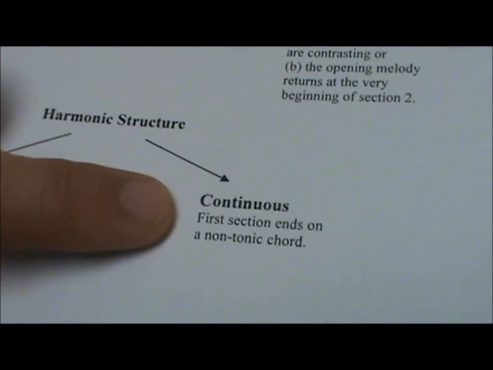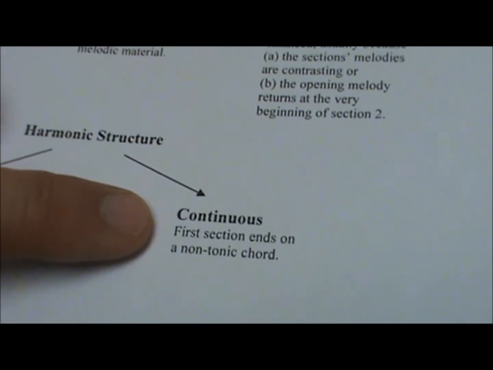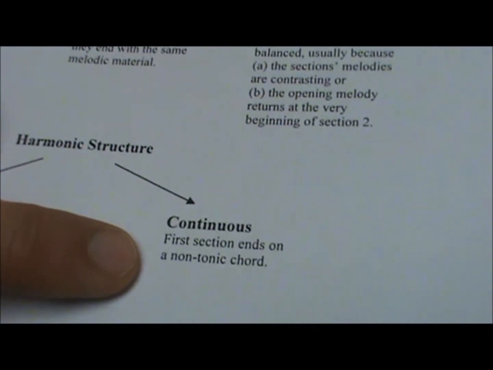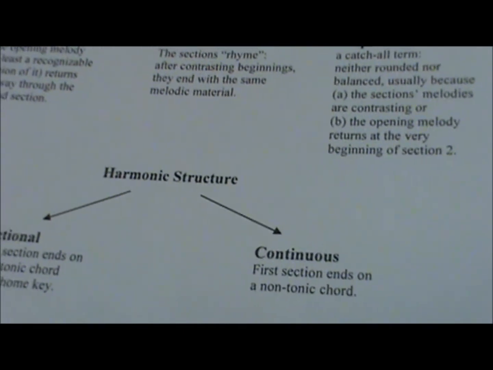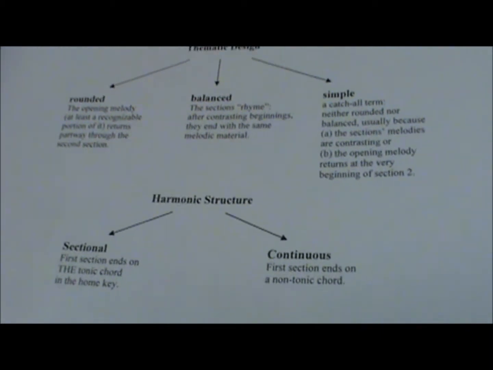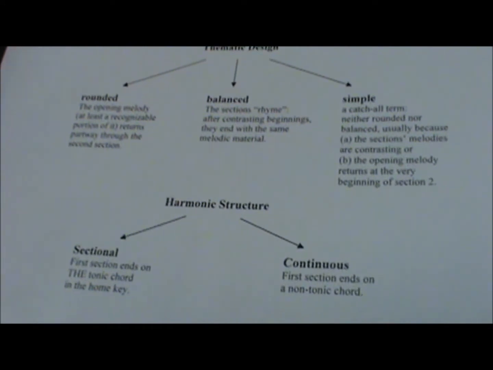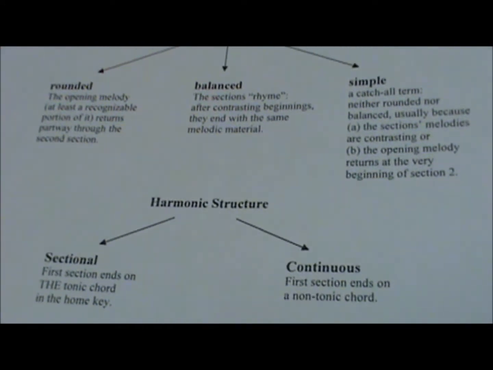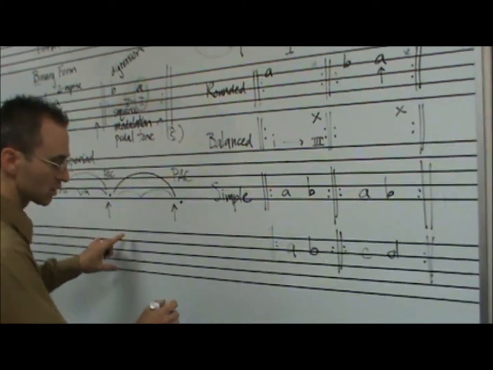So that'll throw us over here. It'll be continuous then. If there's any modulation in section 1, it's going to be continuous because that section will end on a non-tonic chord. It could be tonic in the new key, but what we're really looking for is whether we get the tonic chord in the home key. That's the whole issue. Let me mention this: you don't have to look at the next section at all to determine those things.